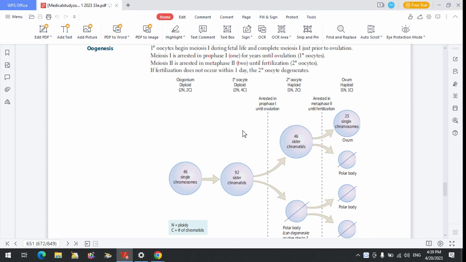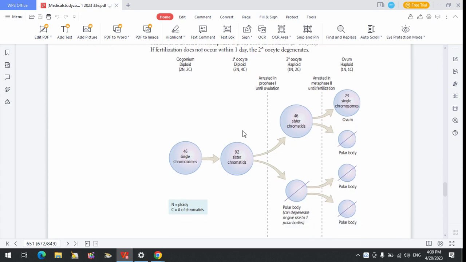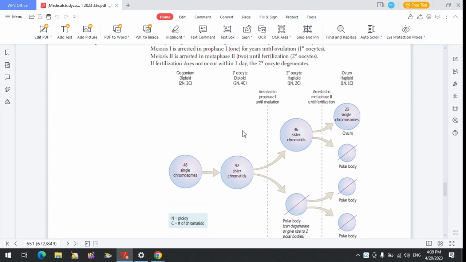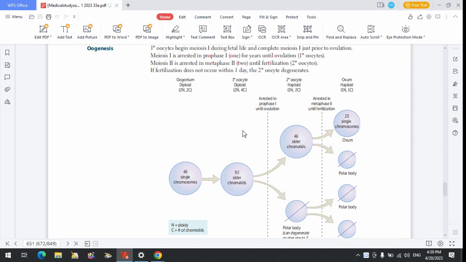Now, what happens? The primary oocyte now begins the process of meiosis, which is where division into two cells starts happening. Now, it is important for us to know that this meiosis happens during the fetal period. So that's beyond the 8th week of gestation. So when the fetus has started forming, that's when meiosis 1 commences.